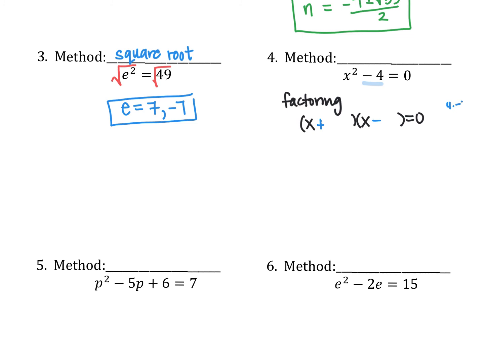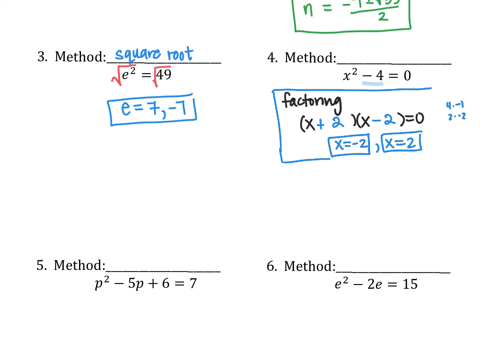If I do 4 times -1, 4 minus 1 is 3. 2 times -2, 2 minus 2 is 0. And remember, that's because this is the difference of squares. So if I factor, I have x plus 2 times x minus 2, and I get x equals -2 and x equals positive 2. And that was a pretty easy way to do it.